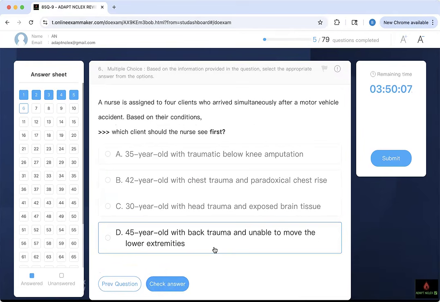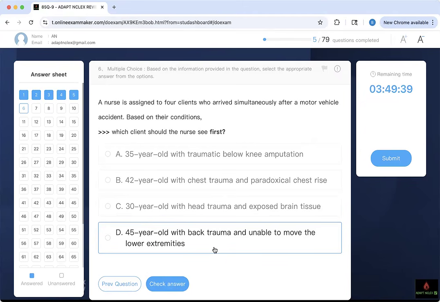And this is assigned to 4 clients who arrive simultaneously after a motor vehicle collision. Based on their condition, who do you need to see first? Same thing, triage nursing. Who do you see? The concept is this: any person you can save is the one you see. If the patient has a severe injury and you cannot save them, forget about it. So don't go for the severe injury. Look for what?